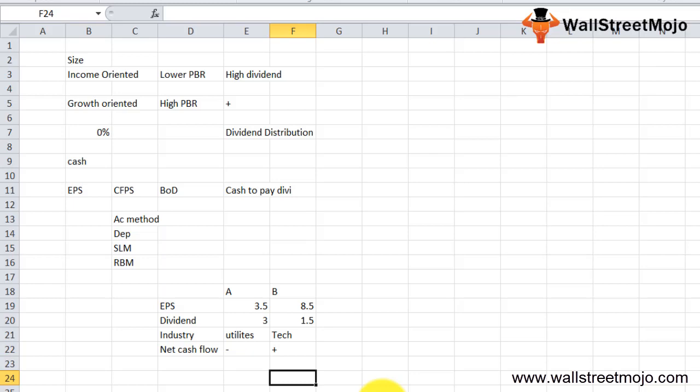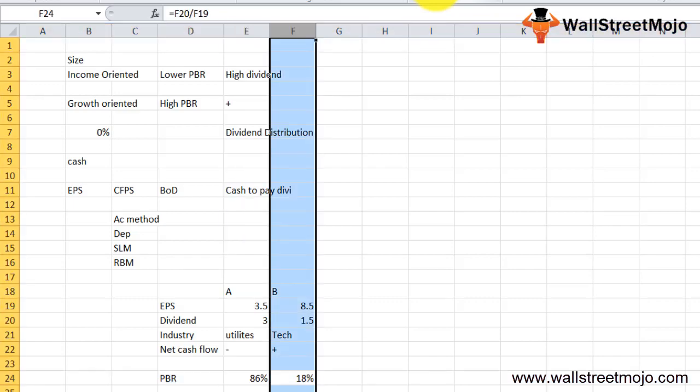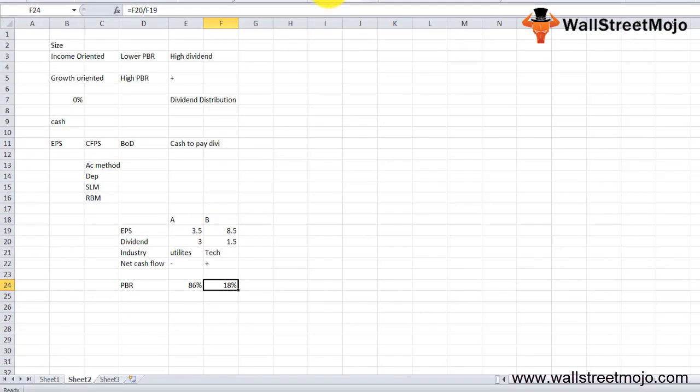Let's try and calculate the plowback ratio, the PBR, of firm A, which is going to be your dividend divided by your earning per share. And do Control R, make it a percentage form. So we have 86% as the plowback ratio for A, and that of B is 18%. So the plowback ratio of company A, let's keep this as positive and negative.